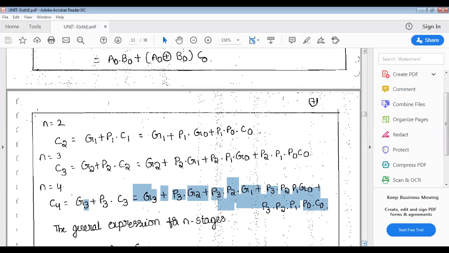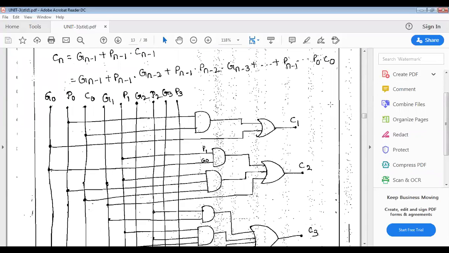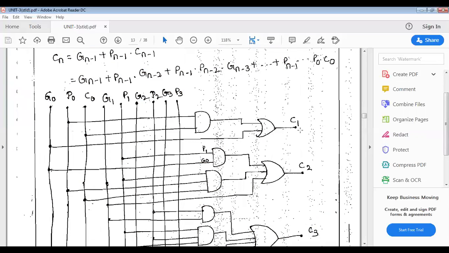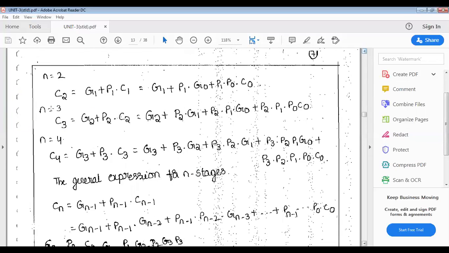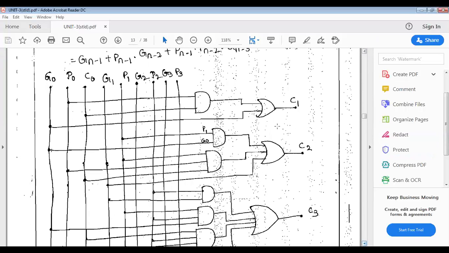So the general expression for the n stages is Cn is equal to Gn minus 1 plus Pn minus 1 and Cn minus 1. So no need of this one function. See all the equations we got. See the logical diagram of C1. Let us see the C1 equation. C1 is equal to A0 B0 plus A0 exclusive OR B0 into C0. This is the equation you can substitute in this.